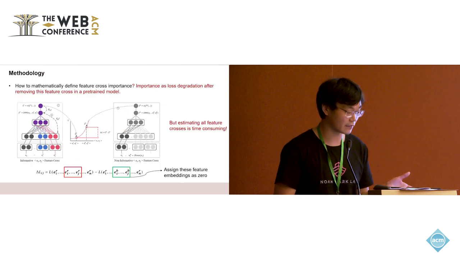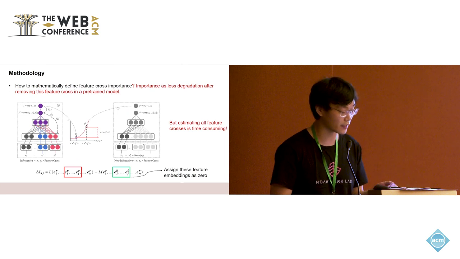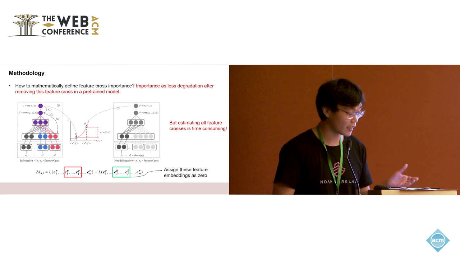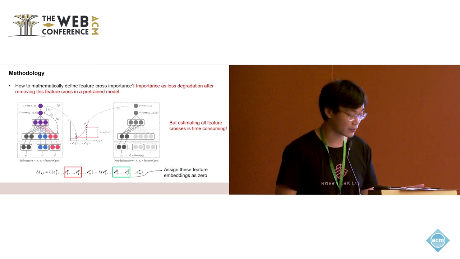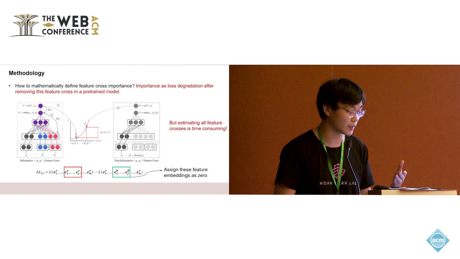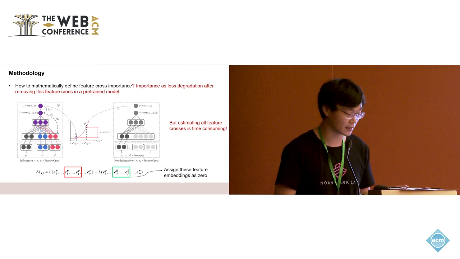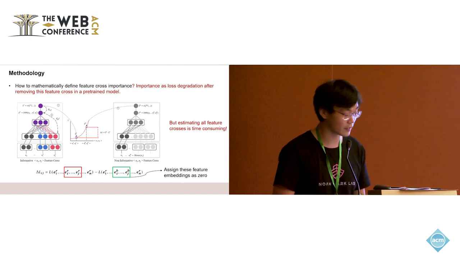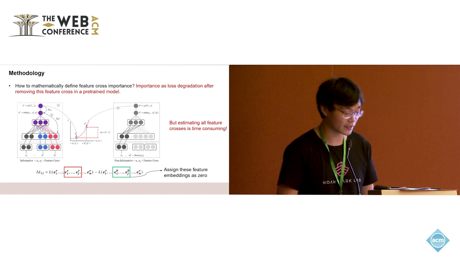First, how to mathematically define feature cross importance. Here is our definition: importance is the loss degradation after removing this feature cross in the pre-trained neural network. For example, in the colorful one, we have the e_i and e_j features. They exist in this neural network and the loss is low because we have this information. But when we remove it, these neurons become gray, then the loss will increase. And this distance is our feature importance. If this distance is high, then this feature cross provides much information. Otherwise, it may contain no information.